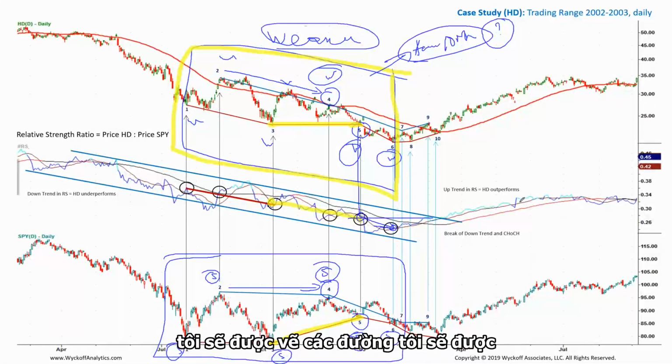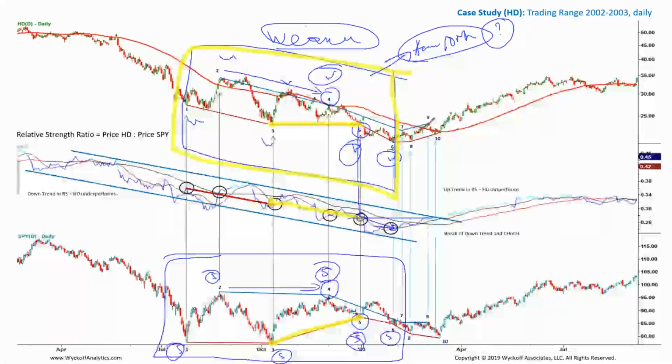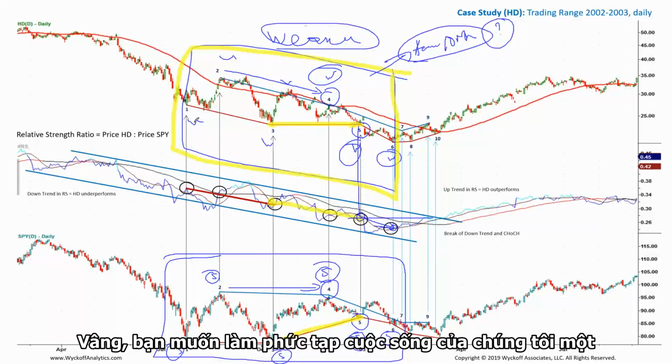I would be drawing lines. I would be saying, all right, where's my selling climax? Where's my automatic reaction? Where's phase B? Where's potentially phase C? Okay. So, Adam, you want to complicate our lives a little bit?